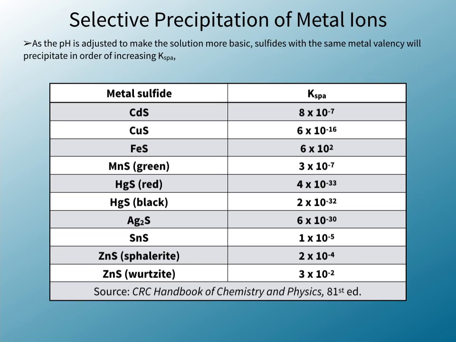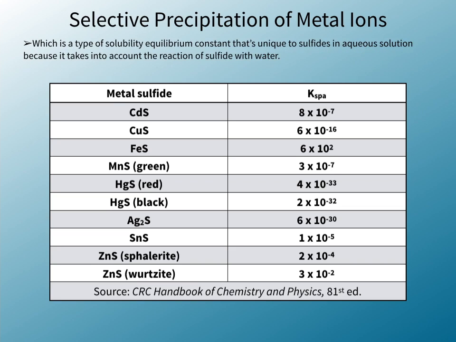As the pH is adjusted to make the solution more basic, sulfides with the same metal valency will precipitate in order of increasing Kspa, which is a type of solubility equilibrium constant that's unique to sulfides in aqueous solution because it takes into account the reaction of sulfide with water.